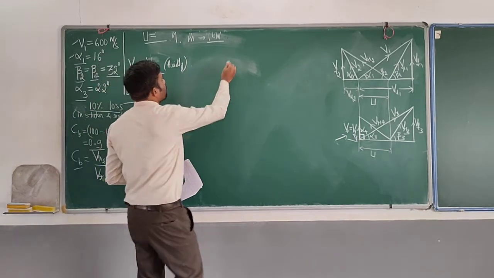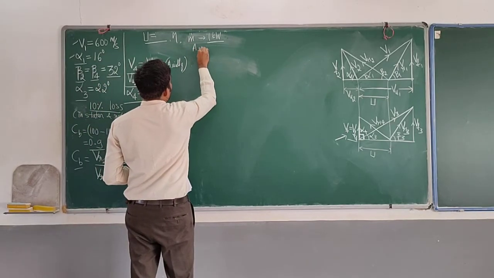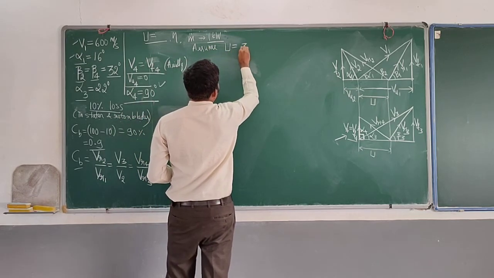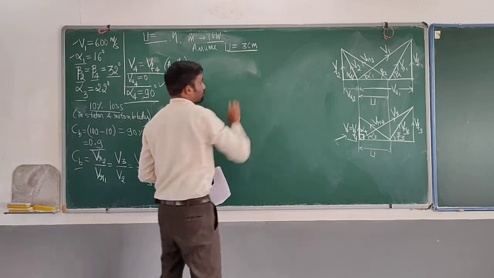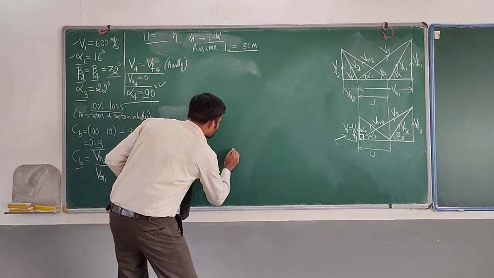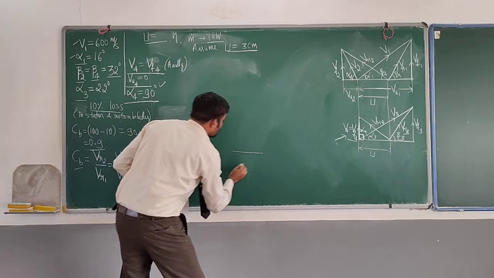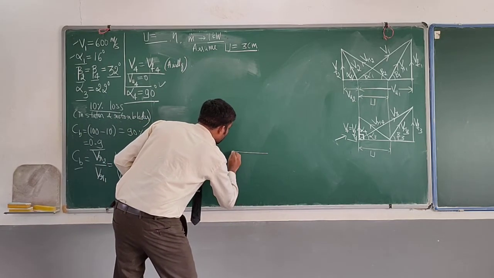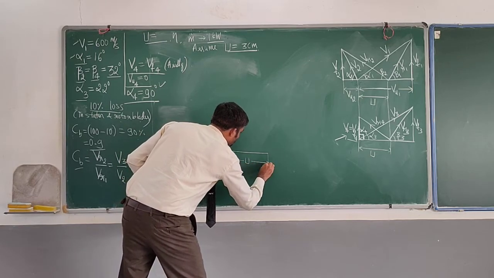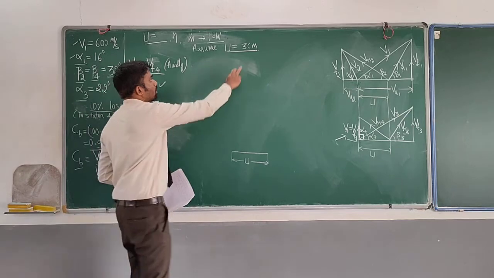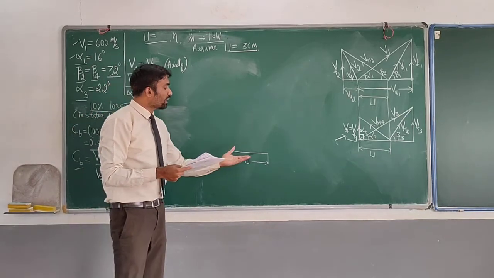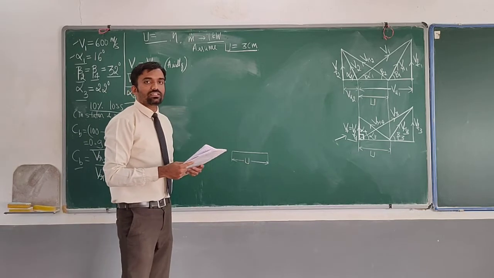So what we will do, we will assume a particular value of u in centimeters. Let's take it as 3 centimeters. This is the procedure we have to follow. As I am starting from the second stage, this is the line which is representing u, and the line length should be 3 centimeters. So I have drawn a horizontal line which is representing 3 centimeters.